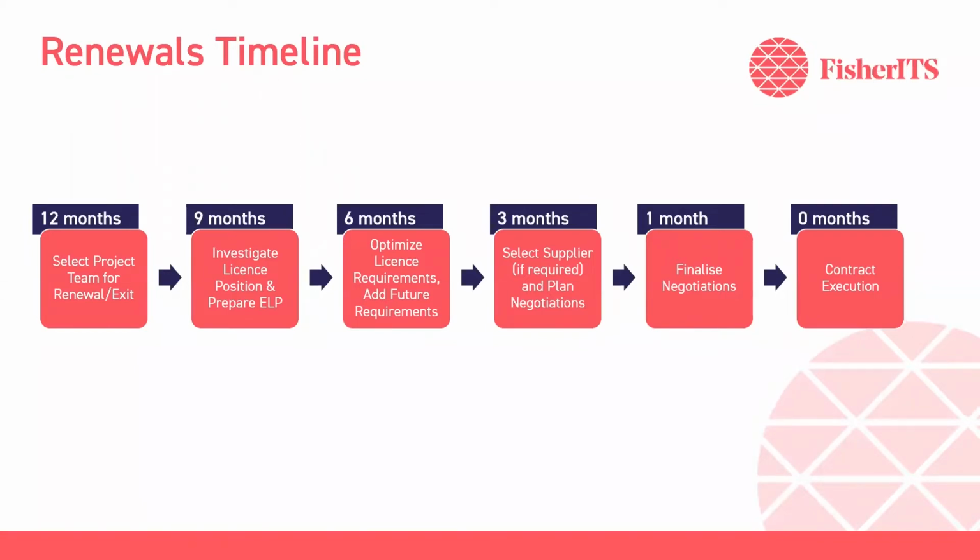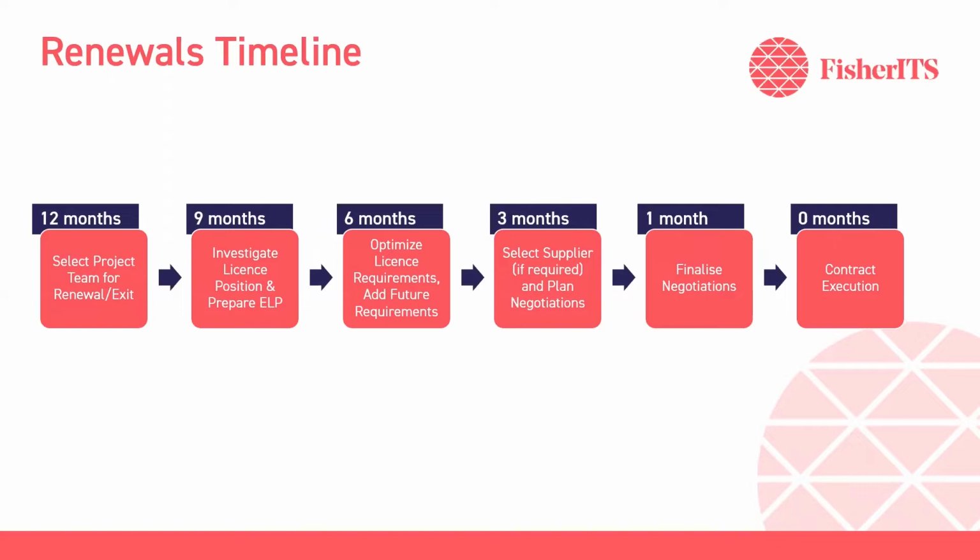About 3 months before the date, if required for the specific vendor and in your internal process, it is a good time to select the supplier for that renewal, and also start planning the negotiations. What is going to be your timeline for closing the renewal, and also what are the things that absolutely need to happen as part of this specific renewal.